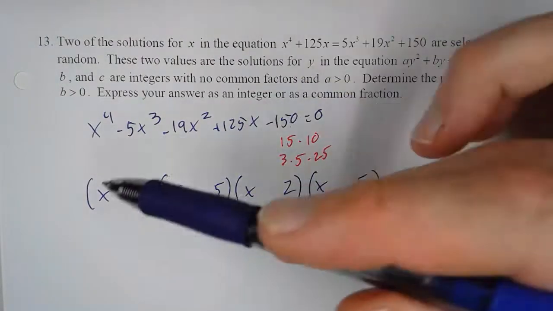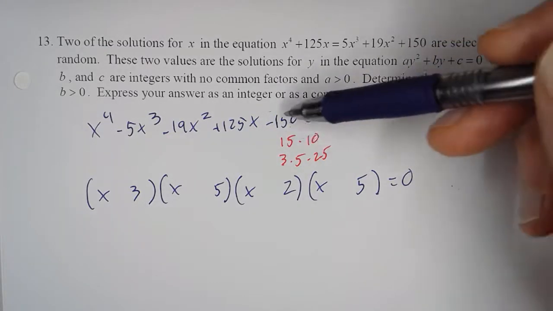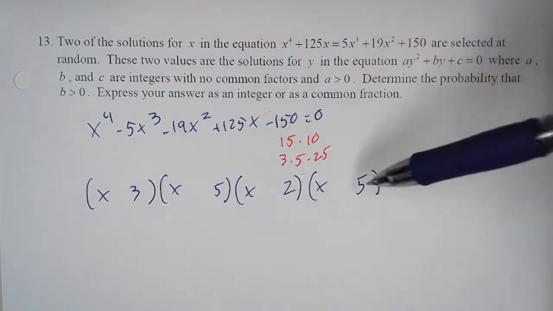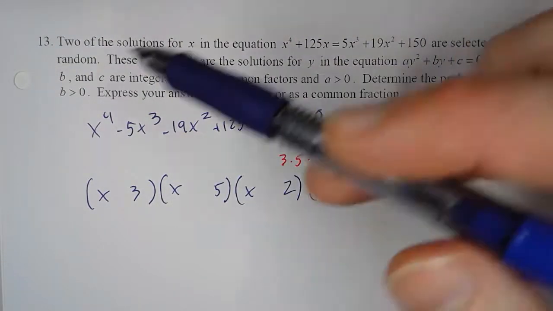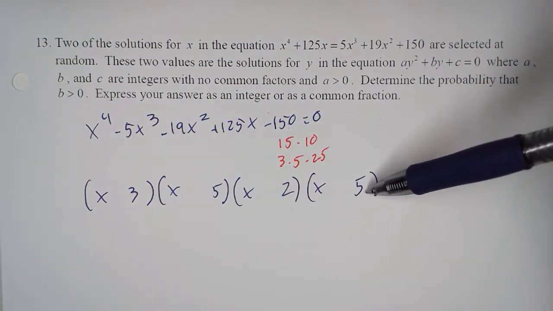But how do we know whether they're plus or minus? Well, if you notice, 150 is negative. So that means either one of these is going to have subtraction or three of them. Because the only way to get 150 is if you multiply the 3, the 5, the 2, and the 5. It's the only way.